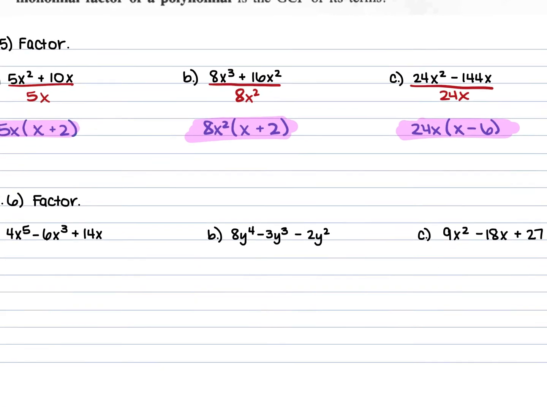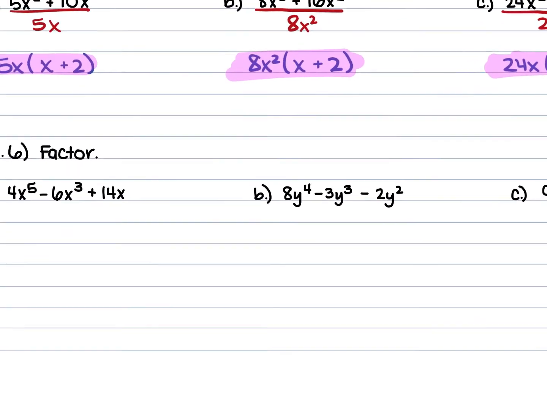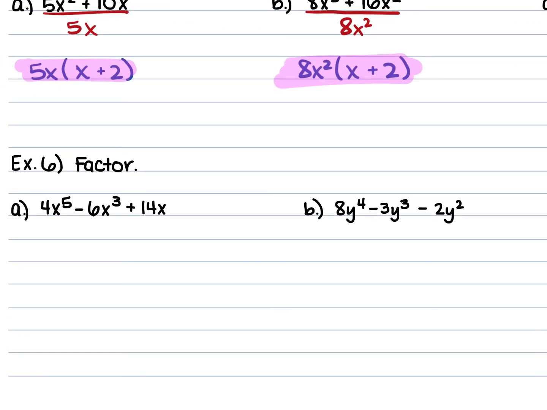For example 6, we're doing the same exact thing. For a, we have 4x to the fifth power minus 6x cubed plus 14x. If we see with all of these, they are even numbers, so we can divide out a 2. Our lowest power on x is just 1, so we'll factor out 2x. Since we're factoring out the 2x, it goes out front. What's left over goes inside the parentheses.